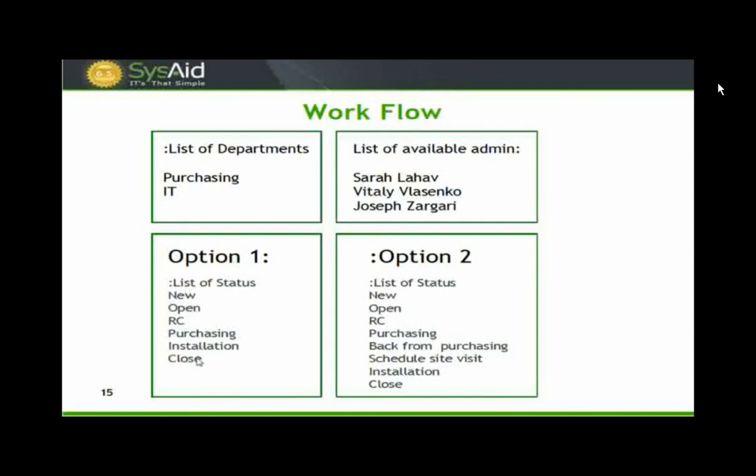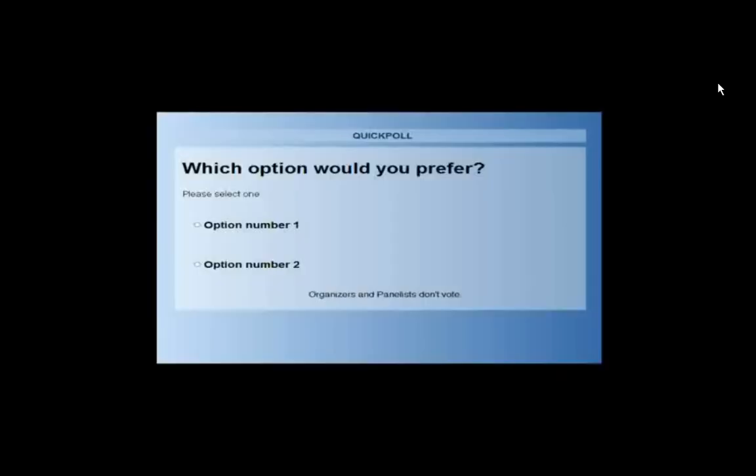List number 1: new, open, remote control, purchasing, installation, and close. Option number 2: new, open, remote control, purchasing, back from purchasing, schedule site visit, installation, and close. And I'm going to ask you now, which would be the preferred option chosen by yourself? Option number 1 or option number 2?